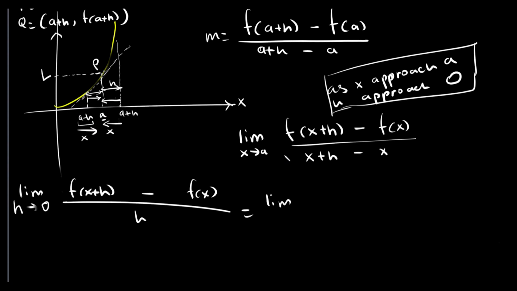Alright. So instead of writing x, I'm going to write 0. The reason why I'm writing h is because h is most likely used everywhere. It's very common to use h, so I'm going to use h.